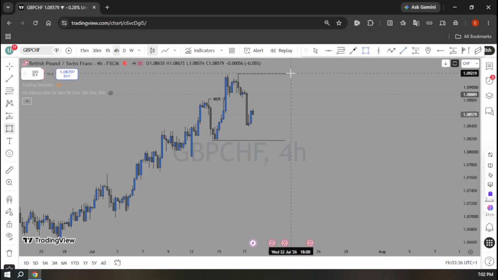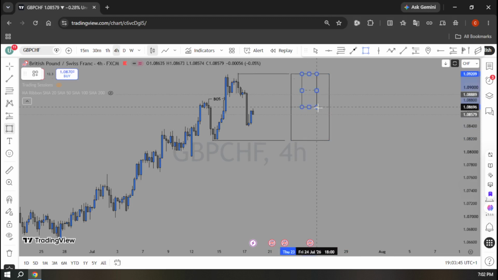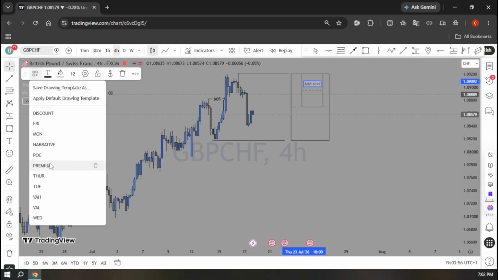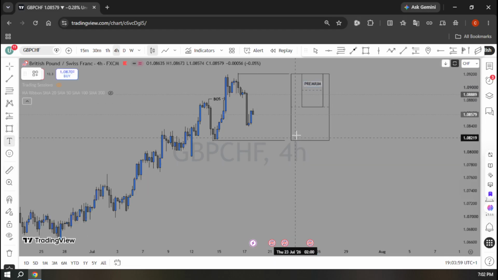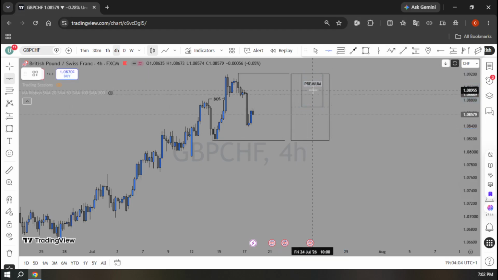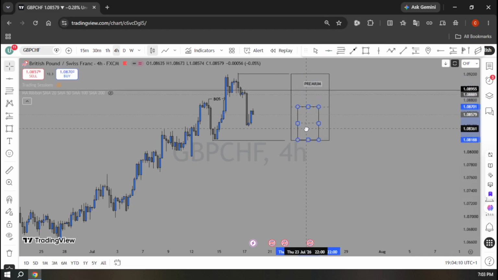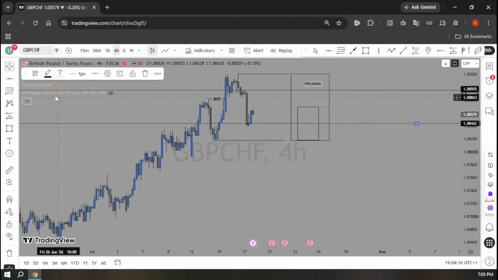So applying the rectangular method, I have my parameters well written on the screen. That's my premium pricing, and applying this, that's my premium pricing where I anticipate price to get to, and applying this, this is the discount pricing.